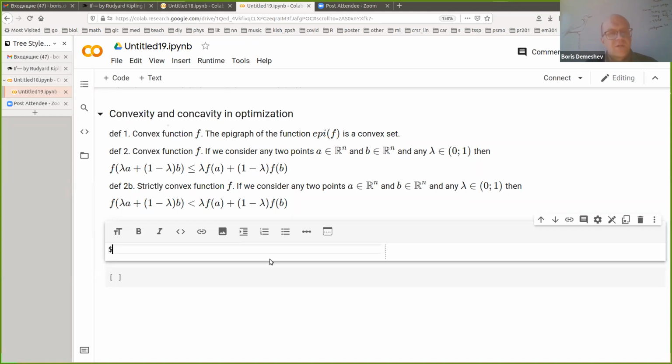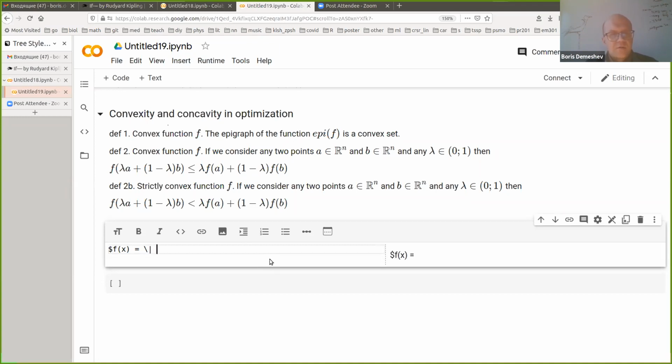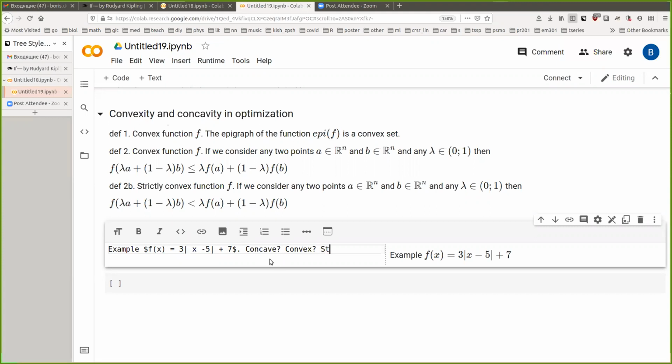So if I have a function f of x that is the absolute value of x, maybe even 3 absolute value of x minus 5 plus 7. Oh no, that gives me double. Okay, this function, is it strictly concave? Is it concave? Convex? It's concave and convex, but not strictly. Strictly concave. Yeah, you are solving faster than I'm typing.